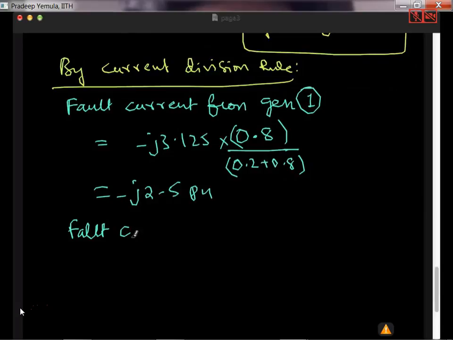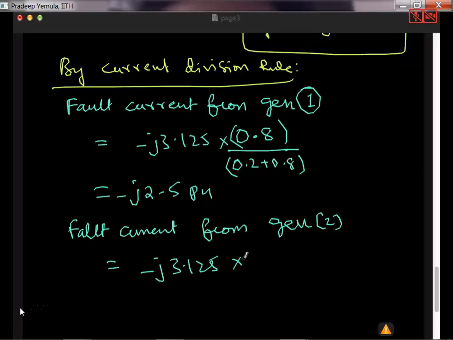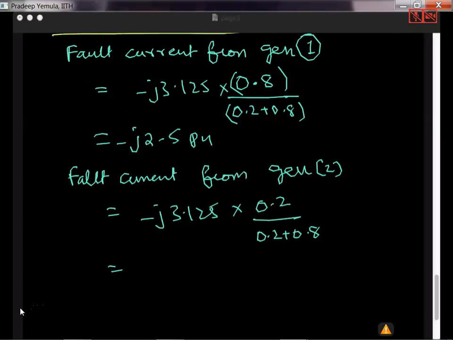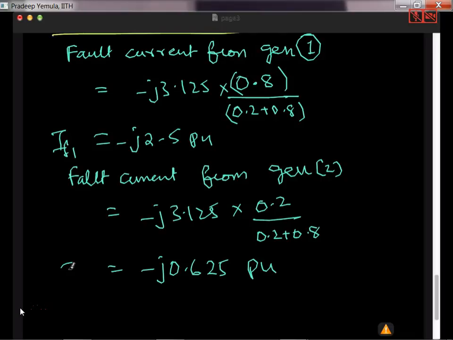So fault current from generator 2 will be nothing but minus j3.125 into 0.2 by 0.2 plus 0.8. So that will be minus j0.625 per unit. So this way, this is I fault from generator 1 and I fault from generator 2. So I am able to find the total fault current and fault currents for these generators.